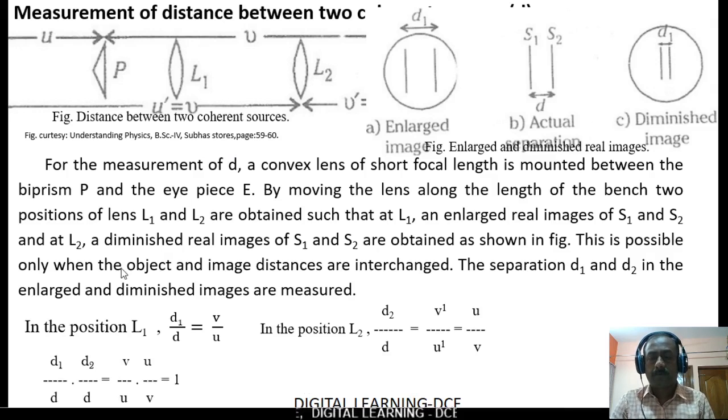Therefore, from these two equations, multiplying them, D1 by d into D2 by d equals v by u into u by v, that is equal to 1. On simplification, u gets cancelled, v gets cancelled, and that becomes 1. Therefore, d square is equal to D1 into D2. Therefore, d equals square root of D1 D2.